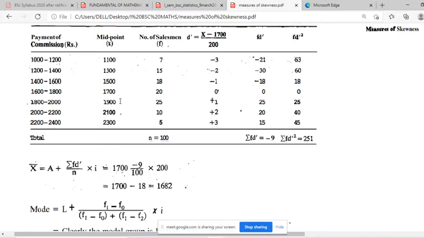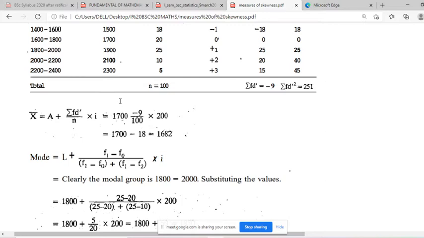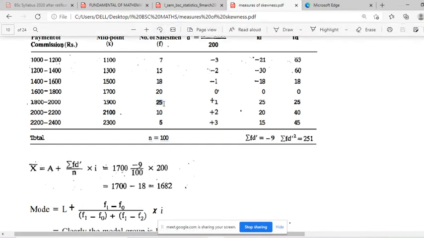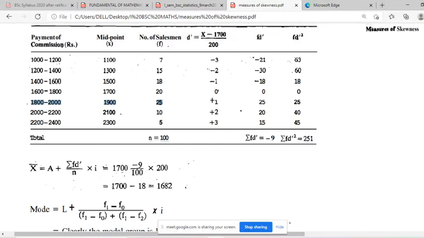Okay. You can use the formula for mode. We have to find out mode, not median. So where does the maximum frequency lie? Maximum frequency lies in this class. This is the modal class. So 25 is the maximum frequency. This class has lower limit 1800, and the frequency just before that modal class is 20, and just after that class is 10. Okay, and frequency of that class is 25.